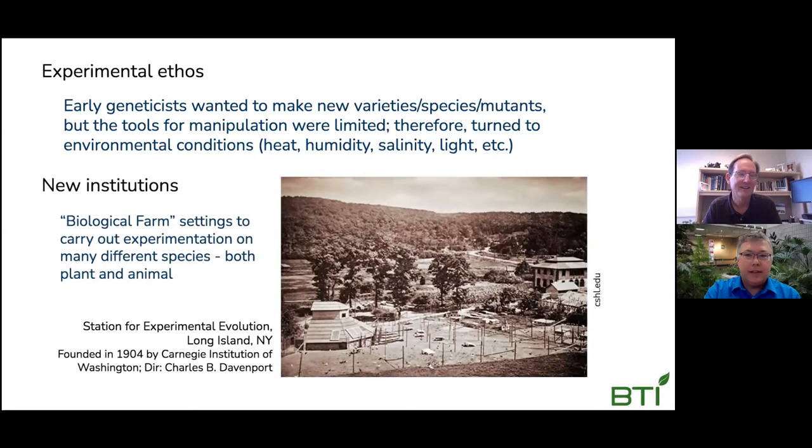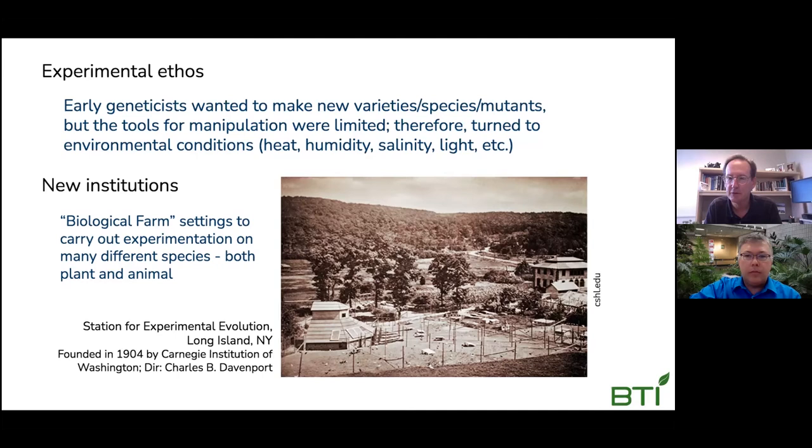There were several proposals out there for what people sometimes call biological farms. These are a little like agricultural field stations, but they weren't just focused on plants. The most famous one is the Station for Experimental Evolution on Long Island. This is a picture from the early 1900s. It was funded by the Carnegie Institution of Washington under the directorship of Charles Davenport. He convinced the Carnegie Institution to fund this research, and they were very heavily involved in funding early experimental genetics in this field called experimental evolution.